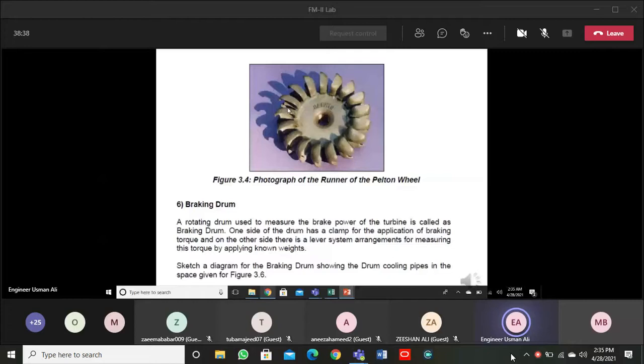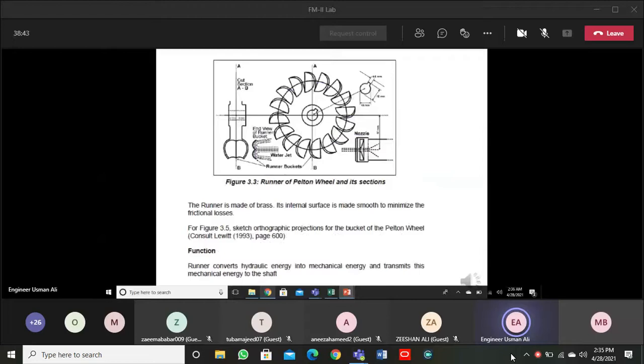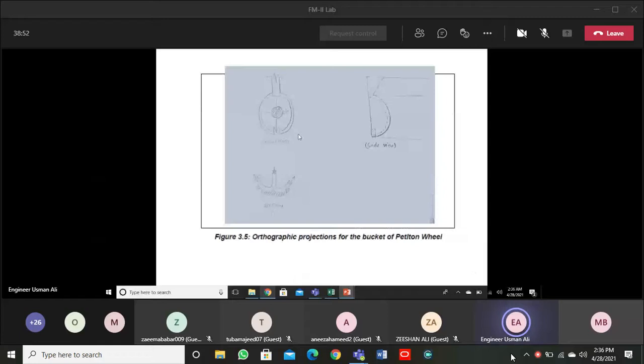Number two, when the jet of water is produced and strikes the bucket, a lot of splashes of water are generated. Because of the casing, those splashes remain in the casing. Further, after striking the bucket, water is guided to move to the tail race channel. This is a function of the casing.